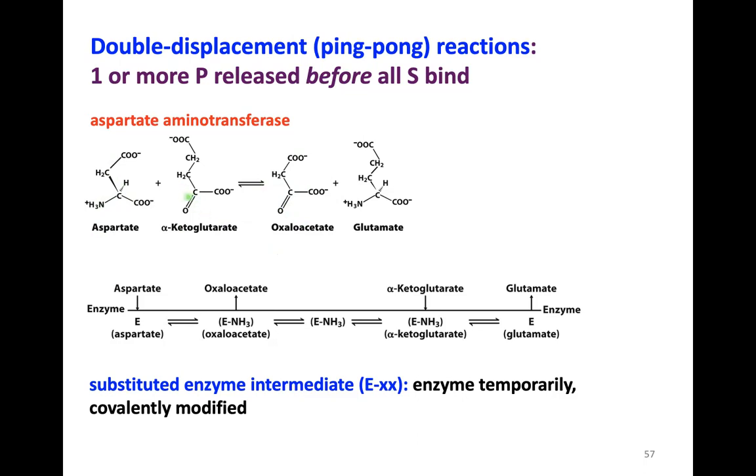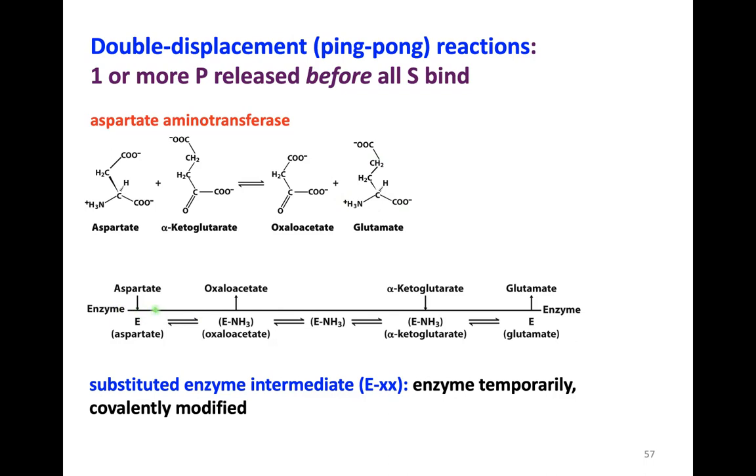After alpha ketoglutarate picks up that amino group, it becomes glutamate. You know that structure, right? What is the single letter abbreviation of aspartate? D. What is the single letter abbreviation of glutamate? E. Okay. Do not forget your amino acids.